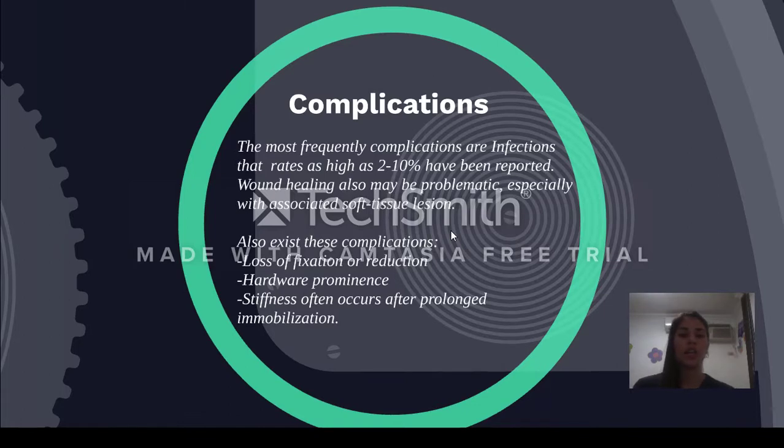As a complication, we can say that the most frequent complications are infections, with rates as high as 2 and 10% having been reported. Bone healing also may be problematic, especially with associated soft tissue lesions. Also there are complications such as loss of fixation or reduction and hardware prominence. Stiffness often occurs after prolonged immobilization.